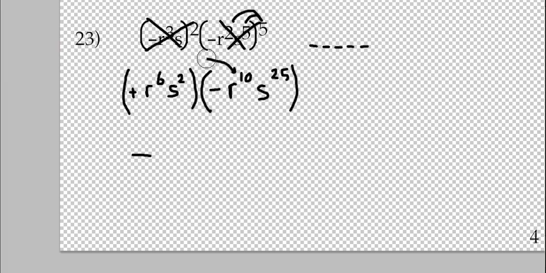So remember, R6 times R10 is going to give you R16. It's 6 plus 10 this time. You're multiplying, so add exponents. What's S2 times S25? Add the exponents. 2 and 25. That is 27. And I hope that's the answer. It should be. There you go.